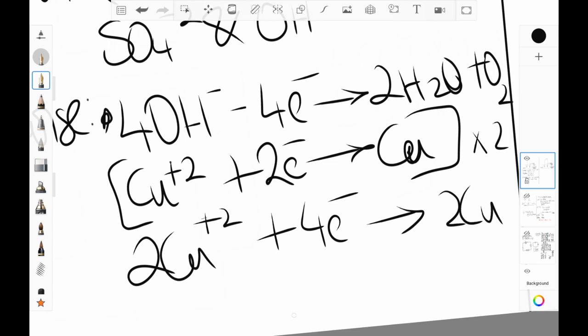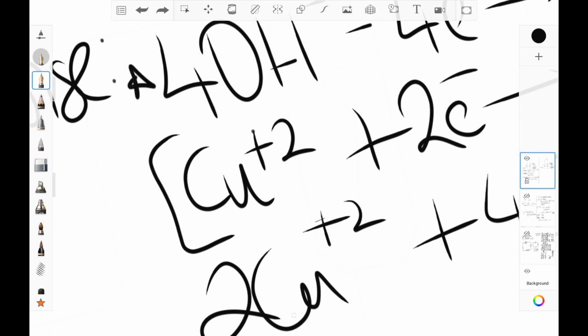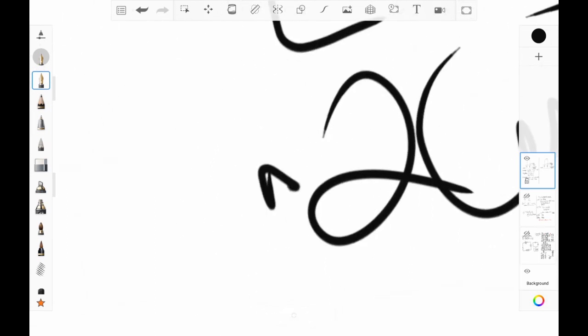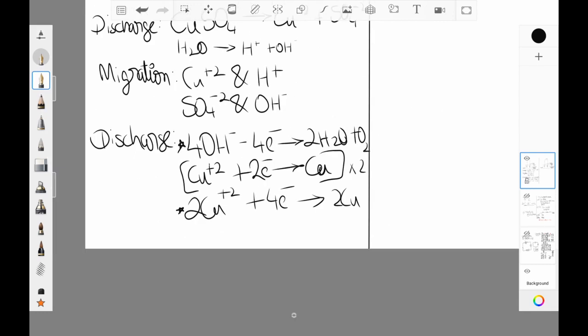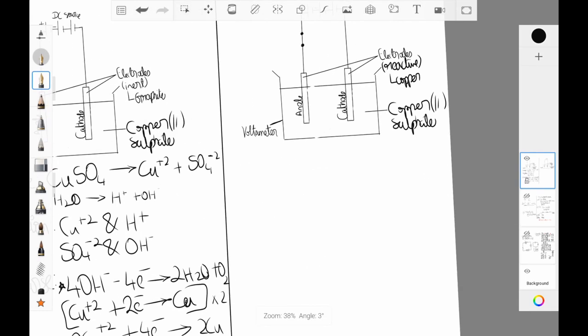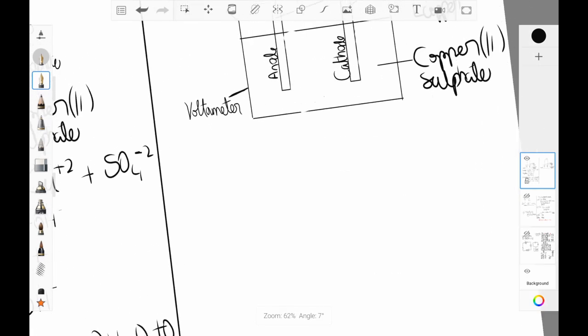So this and this are the two half cell equations. You can obviously get the full cell equation from this. Let's look at what happens when we use reactive electrodes. So the previous one was something we are all familiar with by now. Let's just look at the reactive electrodes.